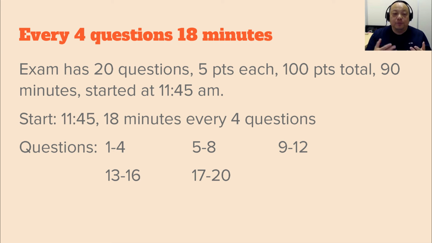We group questions in groups of 4. Count them off: 1, 2, 3, 4, 5, 6, 7, 8, 9, 10, 11, 12, 13, 14, 15, 16, 17, 18, 19, 20. For every group, I give them 18 minutes. First group must get done by 12:03. That's 11:45 plus 18 minutes.